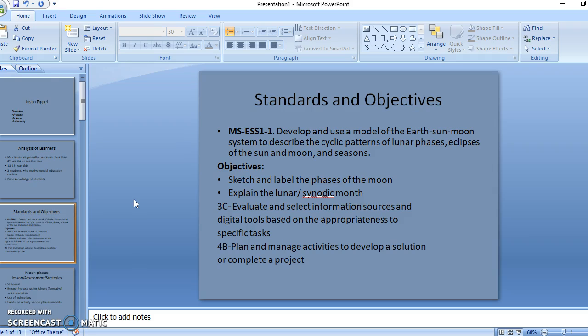In my Earth unit, I focused on seasons. In just this lesson I'm going to talk about, I focused on the lunar phases part. And the use a model part is very important. That's what I got my students to do a lot. My objectives were sketch and label the phases of the moon and explain the lunar and synodic month. My technology standards were evaluate and select information sources and digital tools based on appropriateness to specific tasks, and 4B, plan and manage activities to develop a solution or complete a project.